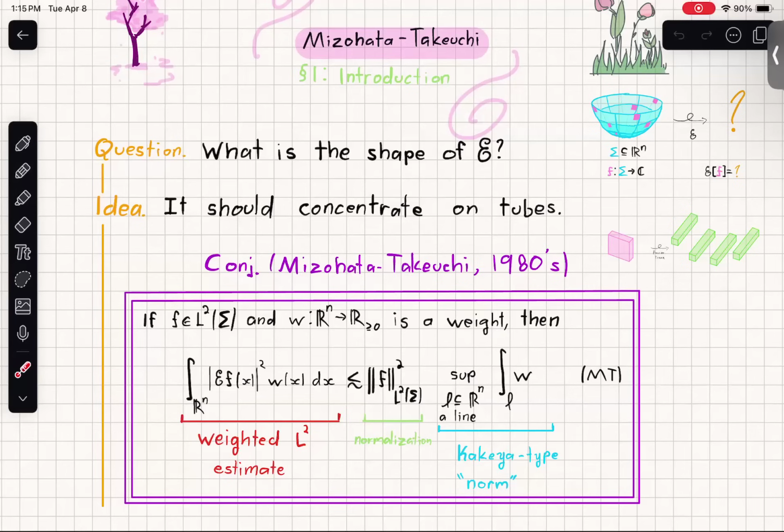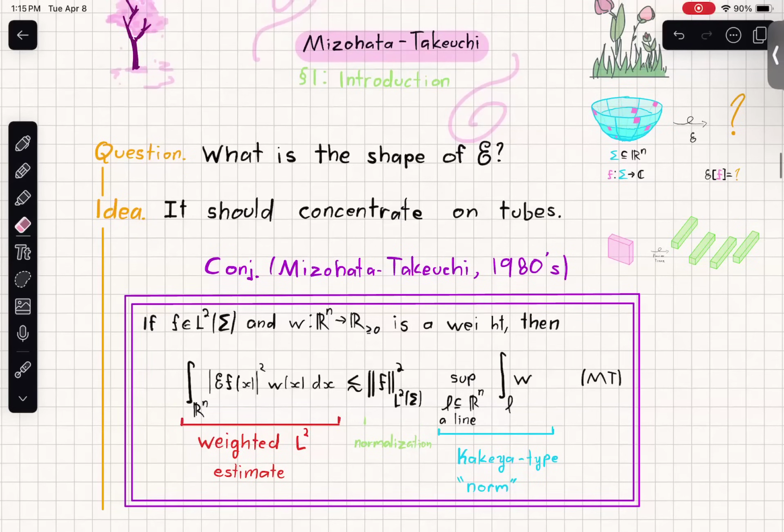So this is saying that a single tube is going to look more or less like a line. And the idea is that we want to look at how much a single tube can contribute to a weighted estimate. If W was, say, 1 on the entire Rn, then we would expect this estimate to not hold, because this quantity is going to be infinite in that case, because a single tube is going to be contributing a lot of mass to this estimate here.